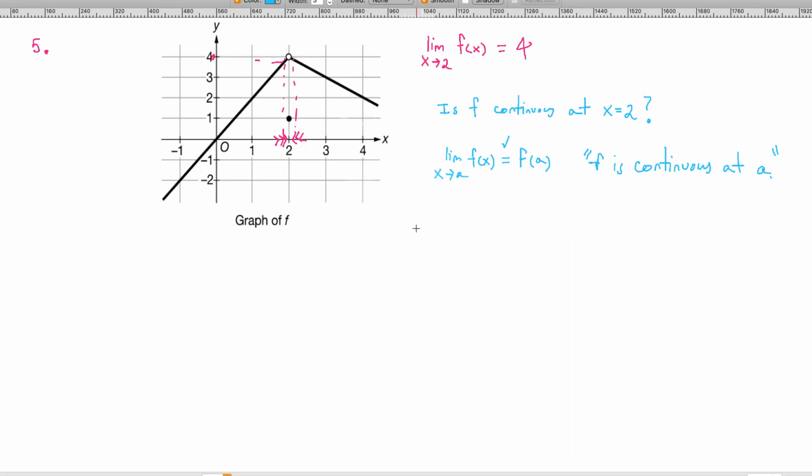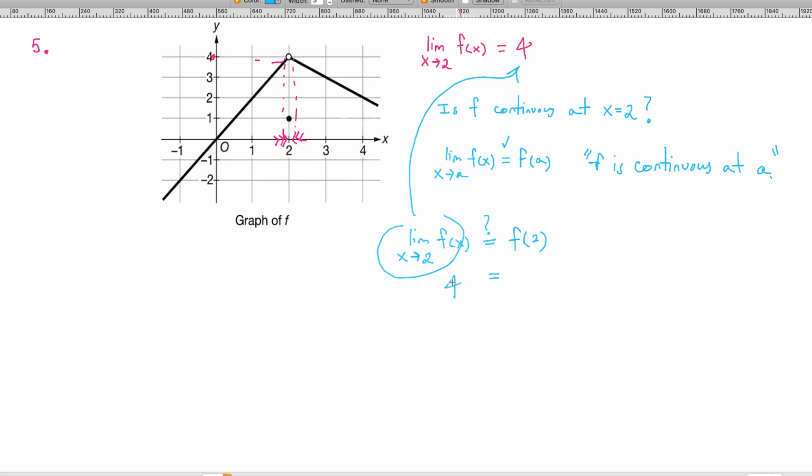So let's see. Is it true? We just determined the limit as x goes to 2, because I'm trying to determine continuity at 2, of f of x. Is it equal, question mark, is it equal to f of 2? Well, let's see. The left-hand side we just determined. We found out that it equals 4.